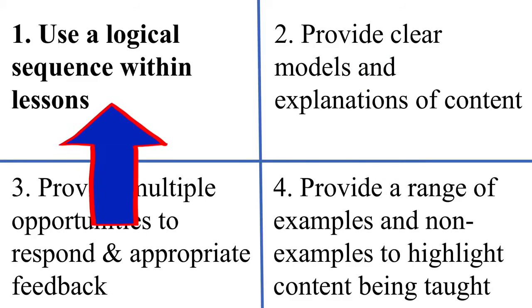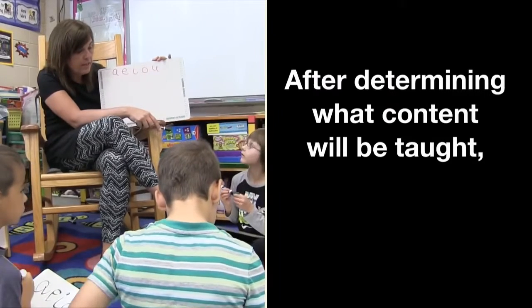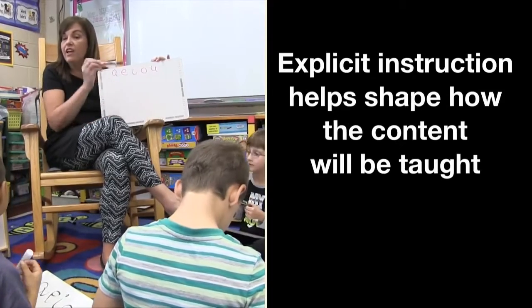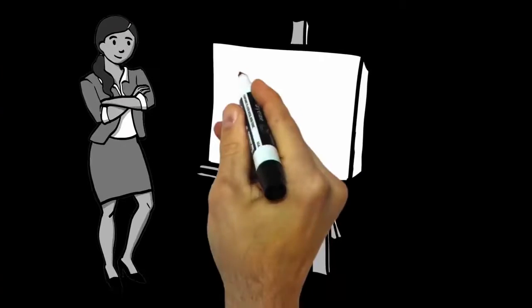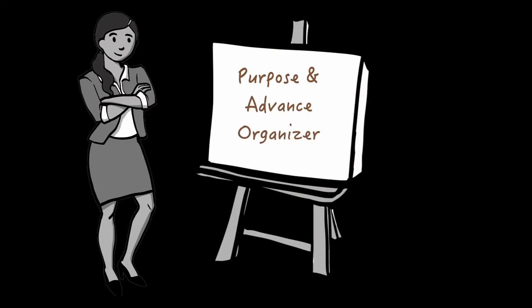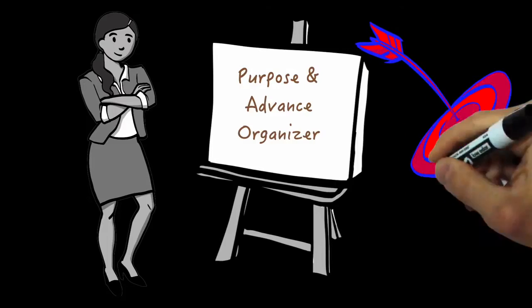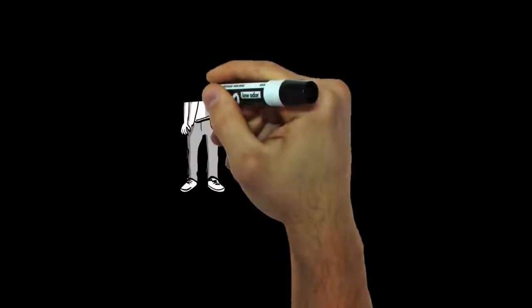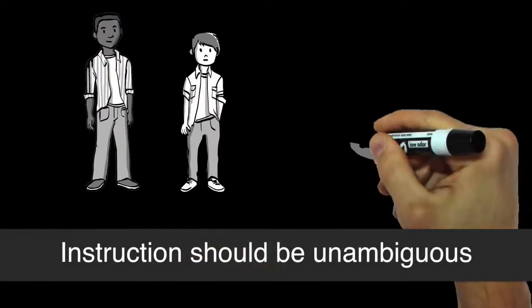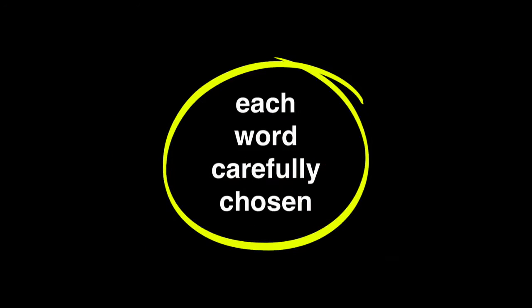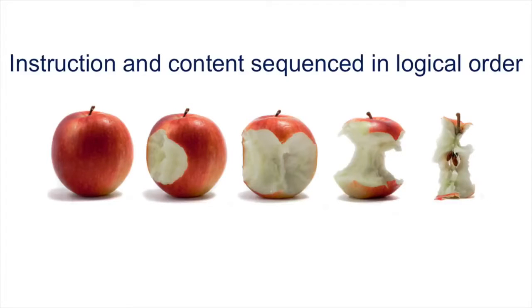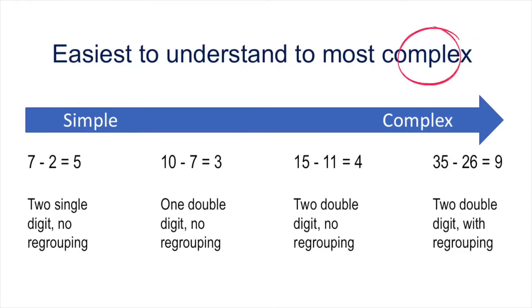Component 1. Use a logical sequence within lessons. After choosing the content, or what, will be taught, explicit instruction shapes how the content will be taught. Teachers should begin lessons with an explicit statement of purpose and provide an advance organizer for the lesson. It's important that teachers be unambiguous in terms of how information is provided. Each word should be carefully chosen, and content should be sequenced in a logical format to go from easiest to understand to most complex.